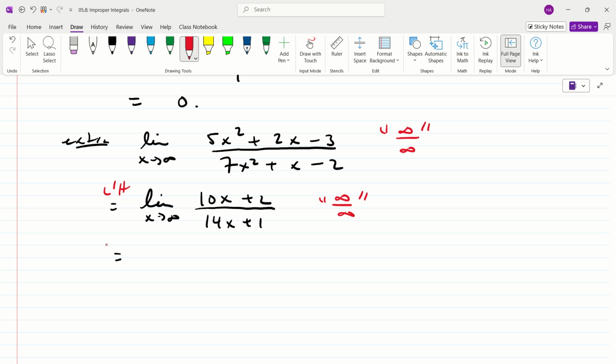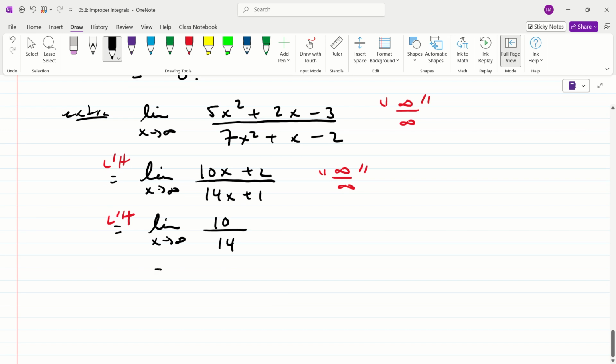That's okay. It's allowed to use multiple iterations of L'Hopital's rule. And here we get the limit as x goes to infinity of the quotient. The derivative of 10x plus 2 is just going to be 10. The derivative of 14x plus 1 is just 14. So your final answer is the limit of this constant, which is just that constant. And if you simplify, that's 5/7.